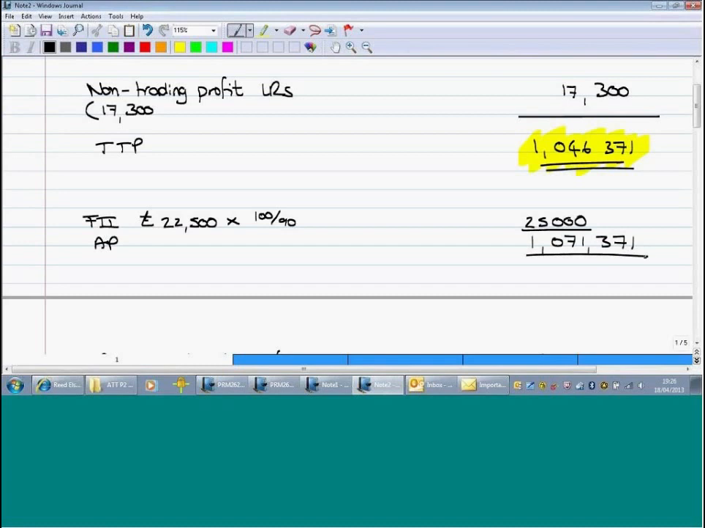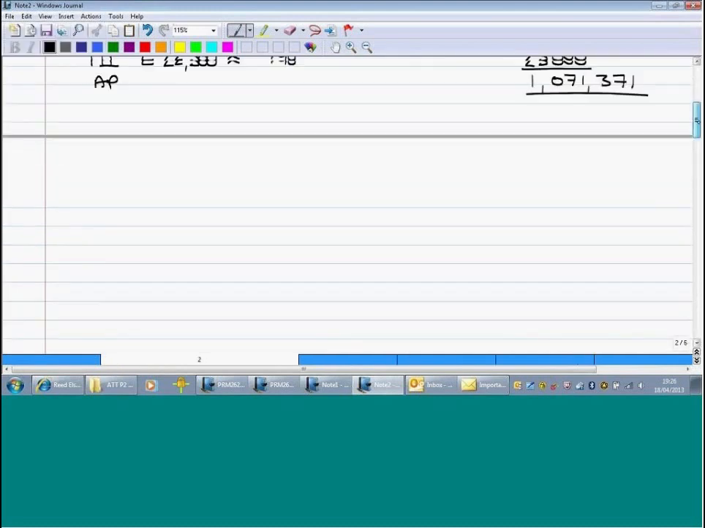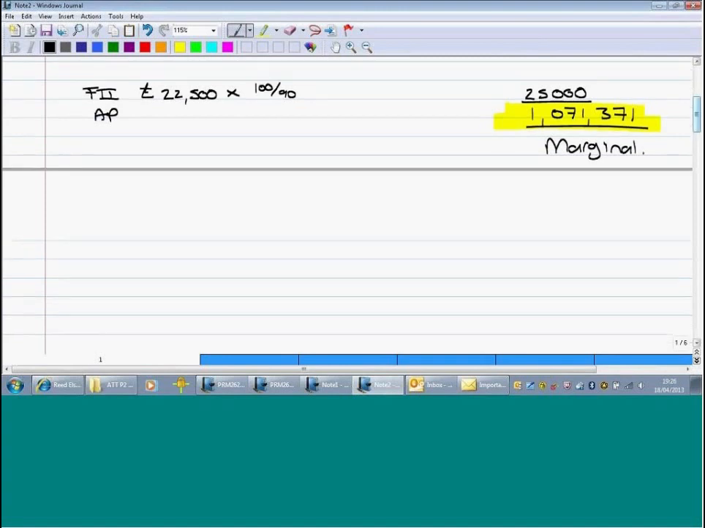Now, Boxer Limited, we're not told about any associated companies or anything like that, so what we're going to do is just compare this figure of £1,071,000 to our normal upper limit of 1.5 million and our normal lower limit of 300,000. So in other words, we are a marginal company.